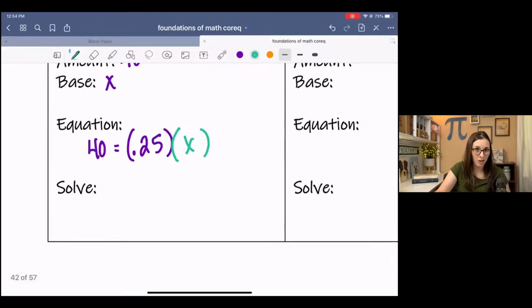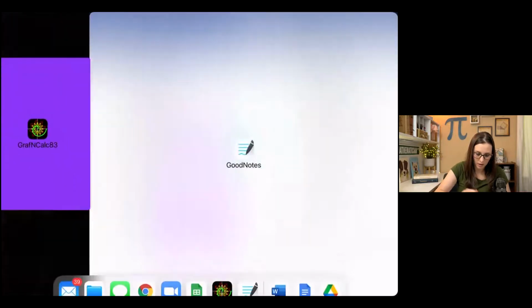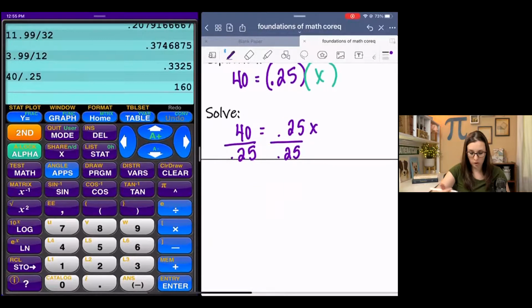So 40 is 25% of, means times, some number that we don't know. And then we can solve it. We already know how to solve one-step equations. So we can just solve this. 40 equals 0.25x. We divide by 0.25 on both sides. And we get 40 divided by 0.25. We should get a larger number than our part, our amount, and we do. We get 160 for the base.